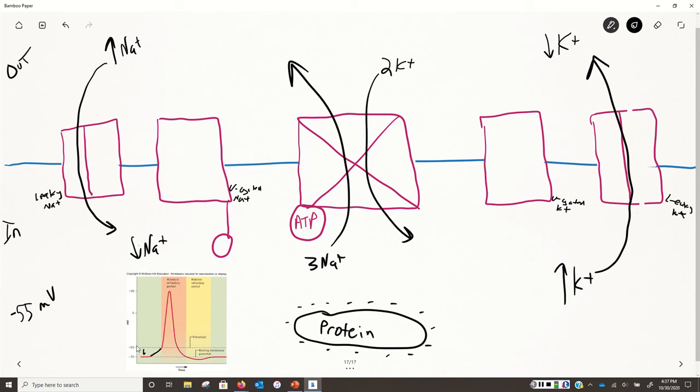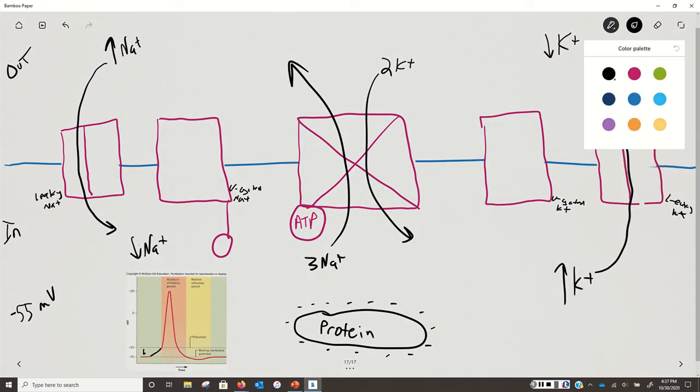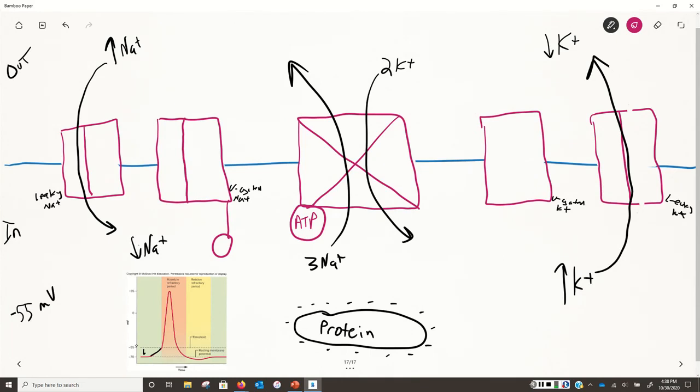We're going to have what I call some magic numbers. And at each of these magic numbers, something important is going to happen. If we get to threshold negative 55, then what's going to happen first is our voltage-gated sodium channel opens. So let's look at the consequences of this opening.